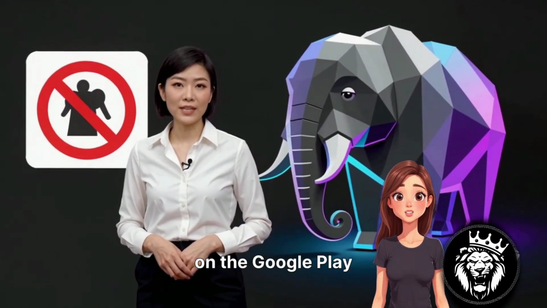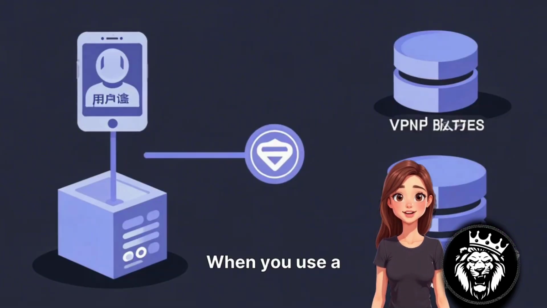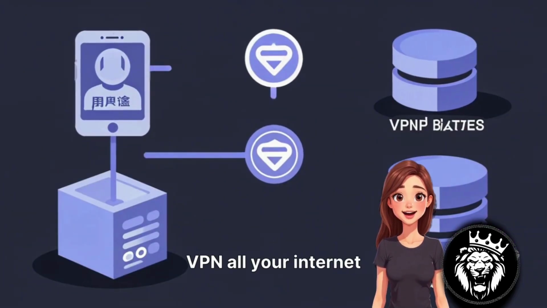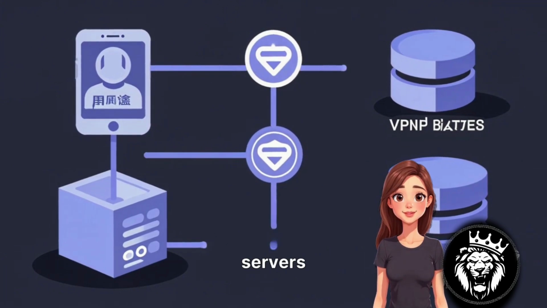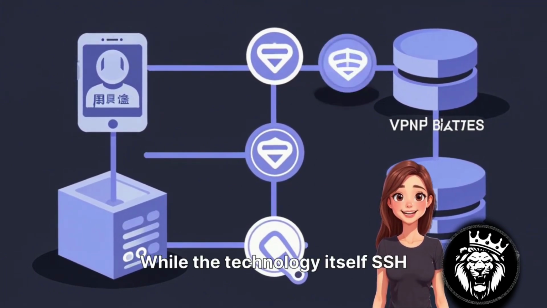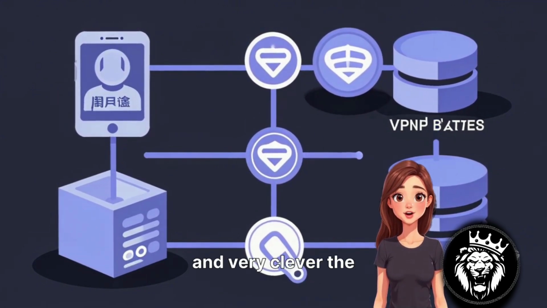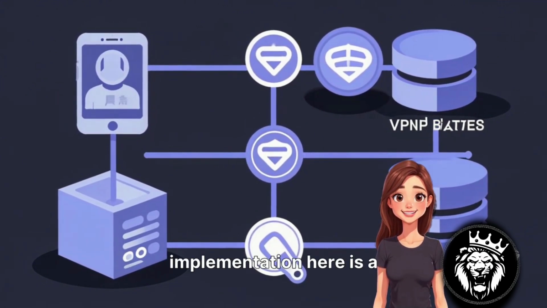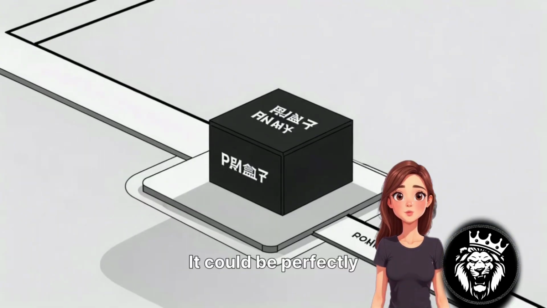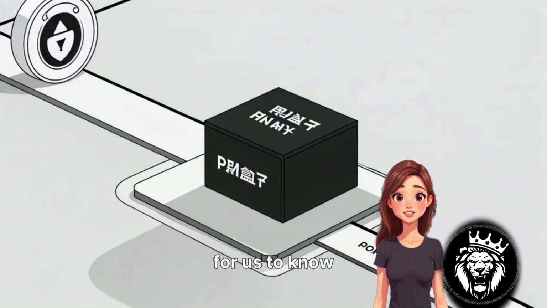Now, we have to talk about the elephant in the room, trust. This app is not on the Google Play Store. We have no idea who developed it. When you use a VPN, all your internet traffic goes through their servers. You are trusting them with your data. While the technology itself, SSH tunneling and Hysteria, is legitimate and very clever, the implementation here is a black box. It could be perfectly safe, or it could be logging your data. There's just no way for us to know.